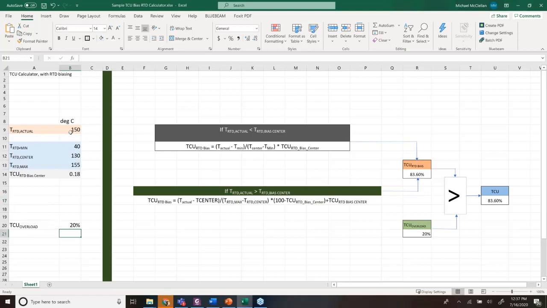as our actual temperature goes up to, say, 150, let's use 150 for now, our thermal model is sitting here telling us, well, hey, we're only at 20%. Everything is fine. But our thermal capacity used according to our RTD bias model is now going to be 83.6%. Why does this matter?